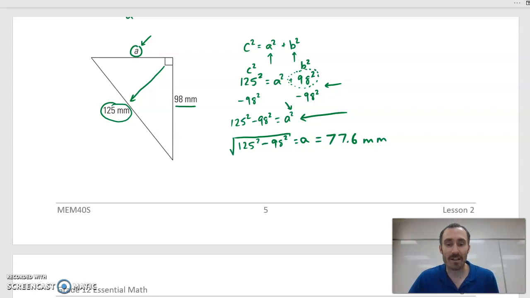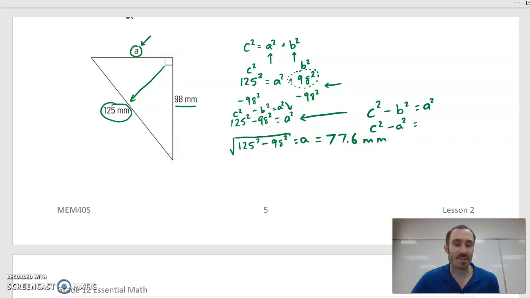So let's re-look at this equation down here. This is now c squared minus b squared equals a squared. Okay, and so you can remember that if you're looking for a side that's not the hypotenuse, c squared minus b squared equals a squared. That's the rearrangement of it. Or if you prefer to do it in a different order for some reason, c squared minus a squared equals b squared. That's just as good.